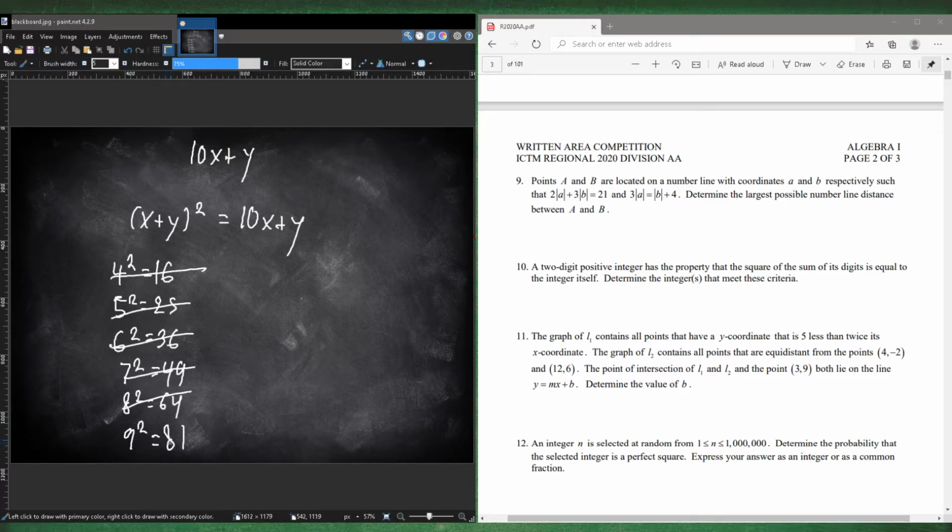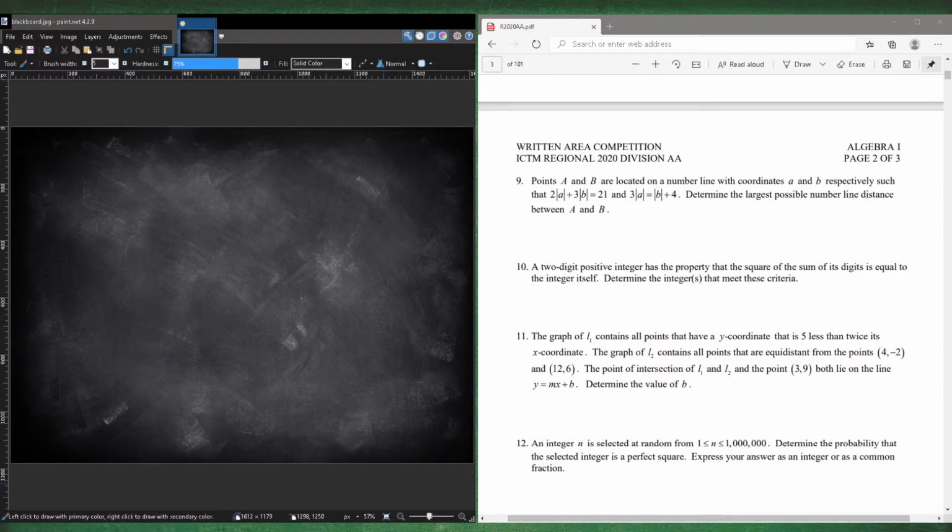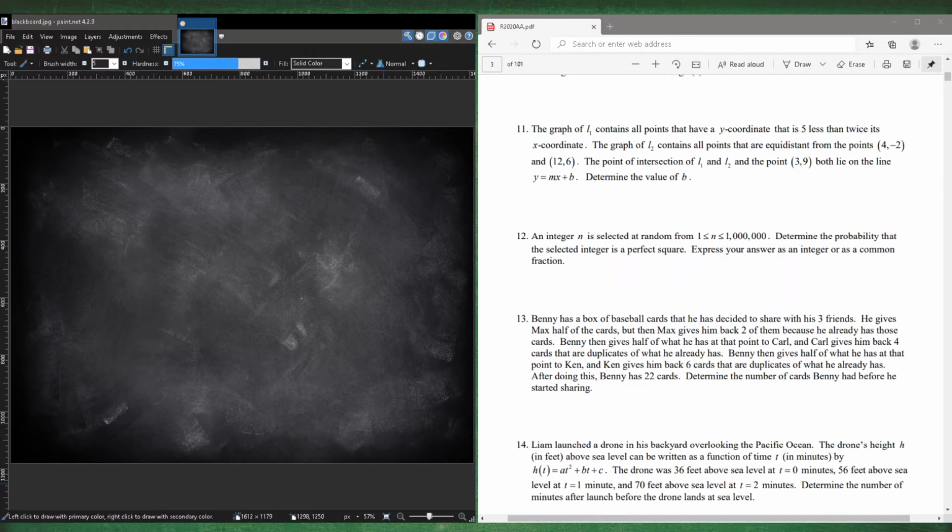So the only one that works is this one. This is 8 plus 1, which is 9, which is 9 squared is 81. So this works. So our only two-digit number that works is 81. And that's our answer for number 10. Okay, so it's just like a trial and elimination question.